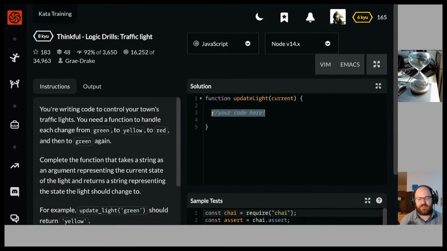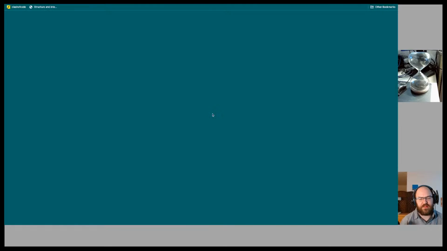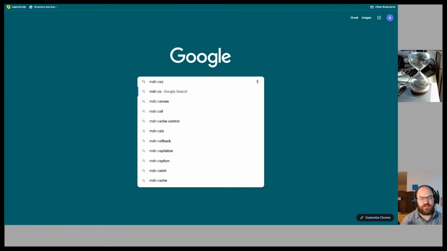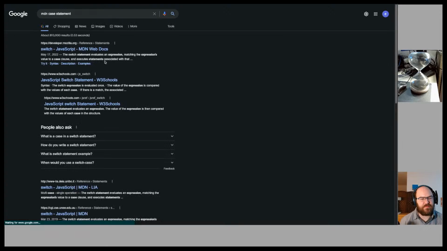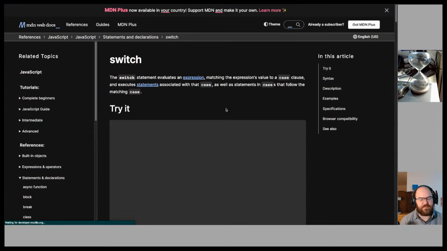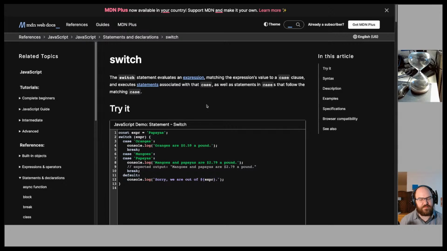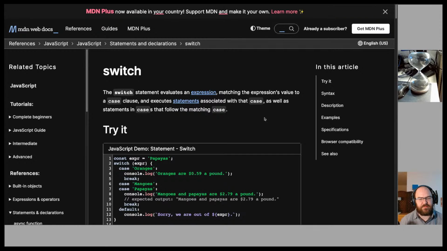So I could write if, and so on, but I think I could also write a case statement. So let's check out MDN case statement, or switch statement. So looking at the example here, the switch statement evaluates an expression, matching the expression's value to a case clause and executes the statements associated with that case, as well as statements in cases that follow the matching case.